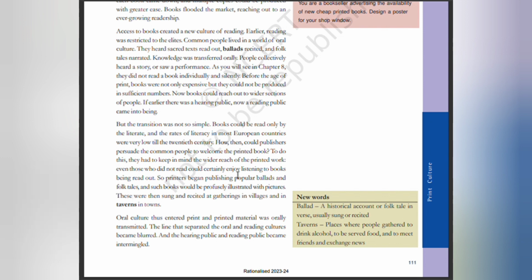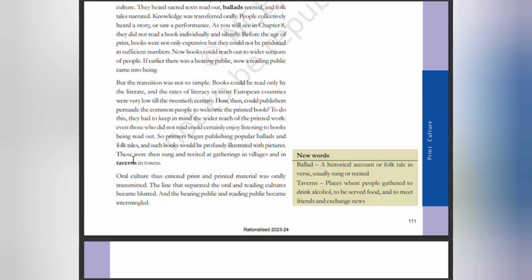So printers began publishing popular ballads and folk tales, and such books would be profusely illustrated with pictures. These were then sung and recited at gatherings in villages and in taverns in towns. Oral culture thus entered print, and printed material was orally transmitted. The line that separated the oral and reading cultures became blurred, and the hearing public and reading public became intermingled.